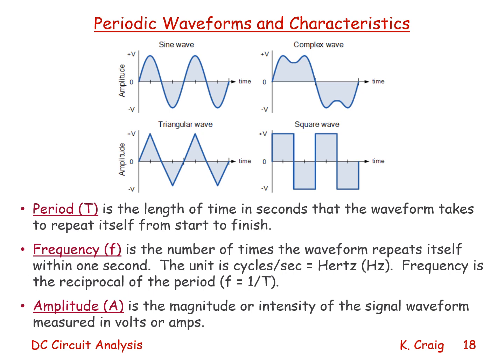Frequency f is the number of times the waveform repeats itself within 1 second. The unit is cycles per second, or hertz. Frequency is the reciprocal of the period, t. Lastly, amplitude A is the magnitude or intensity of the signal waveform measured in volts or amps.